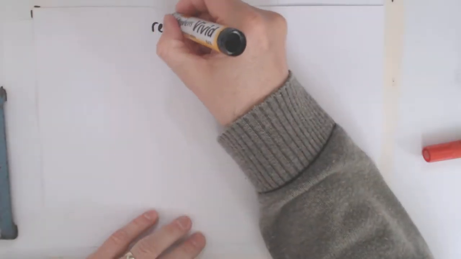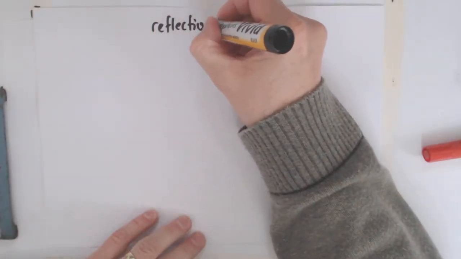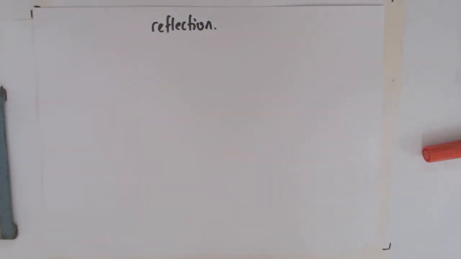Alright, what we're looking at now is reflection. Hopefully you've looked at that first video where we looked at waves in general. So let's look at reflection. We get reflection with water waves. We certainly get it with that. We get it with sound. We get it with light waves.